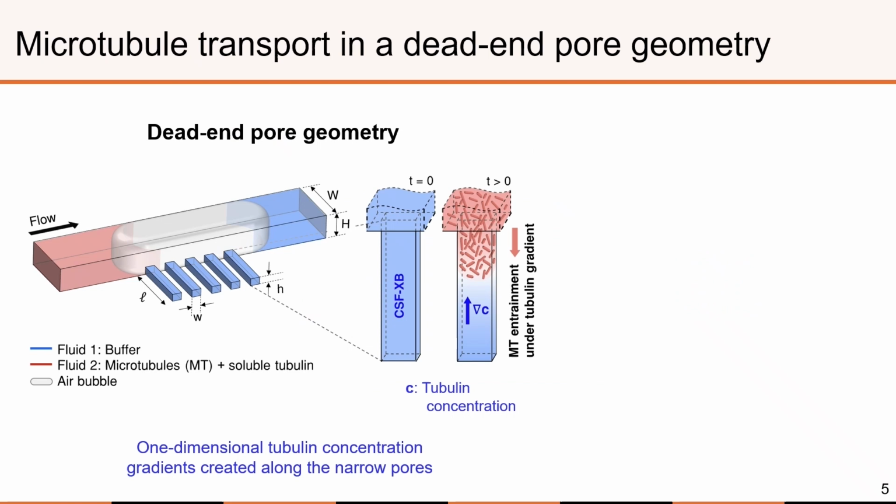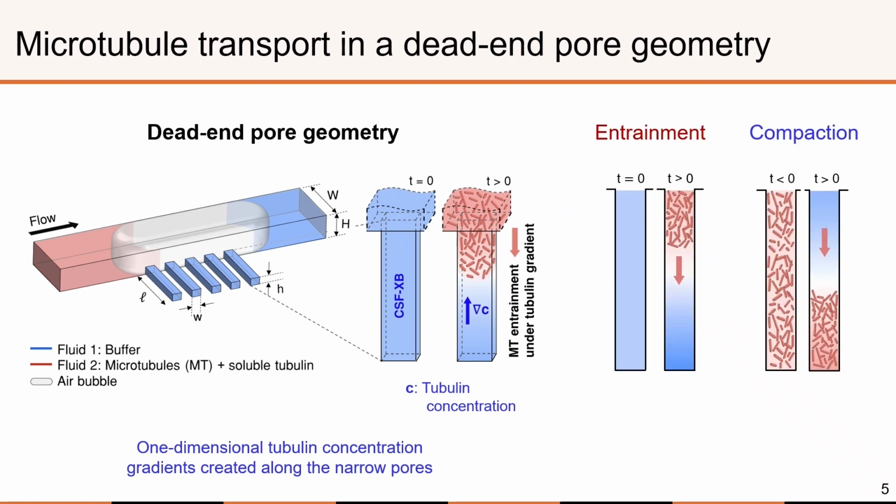All experiments in this project were conducted in a microfluidic channel with a dead-end pore geometry. By using different initial and boundary conditions, we either entrained microtubules into initially empty pores or compacted existing microtubules along various concentration gradients of solutes. In this way, we can set up a one-dimensional concentration gradient of solutes and observe the response of stable microtubules that are approximately 10 micrometers long.